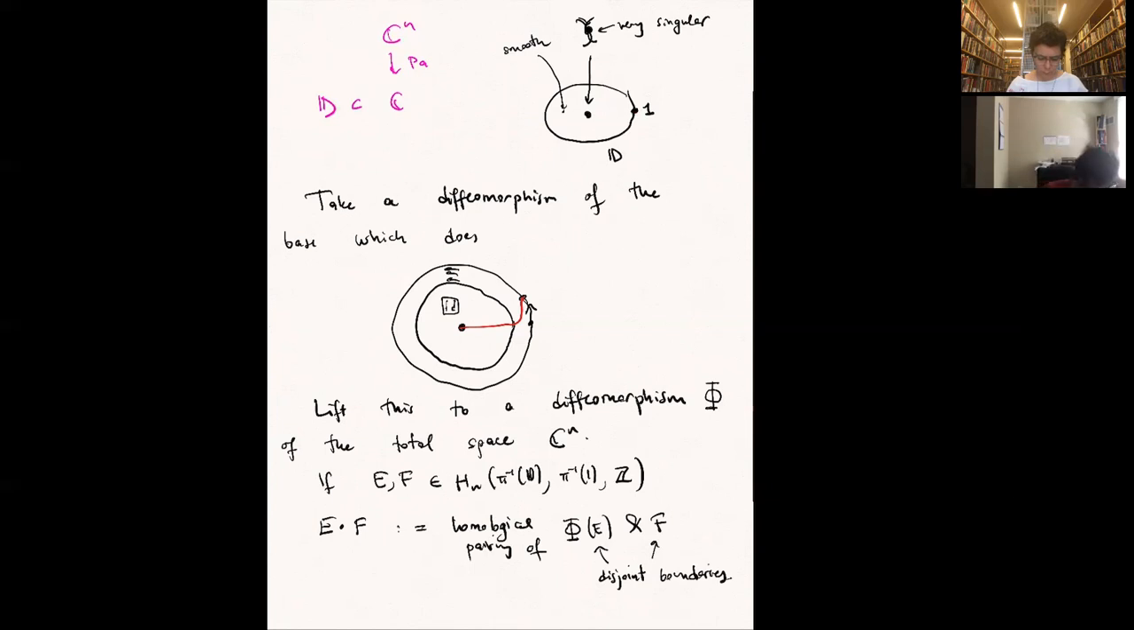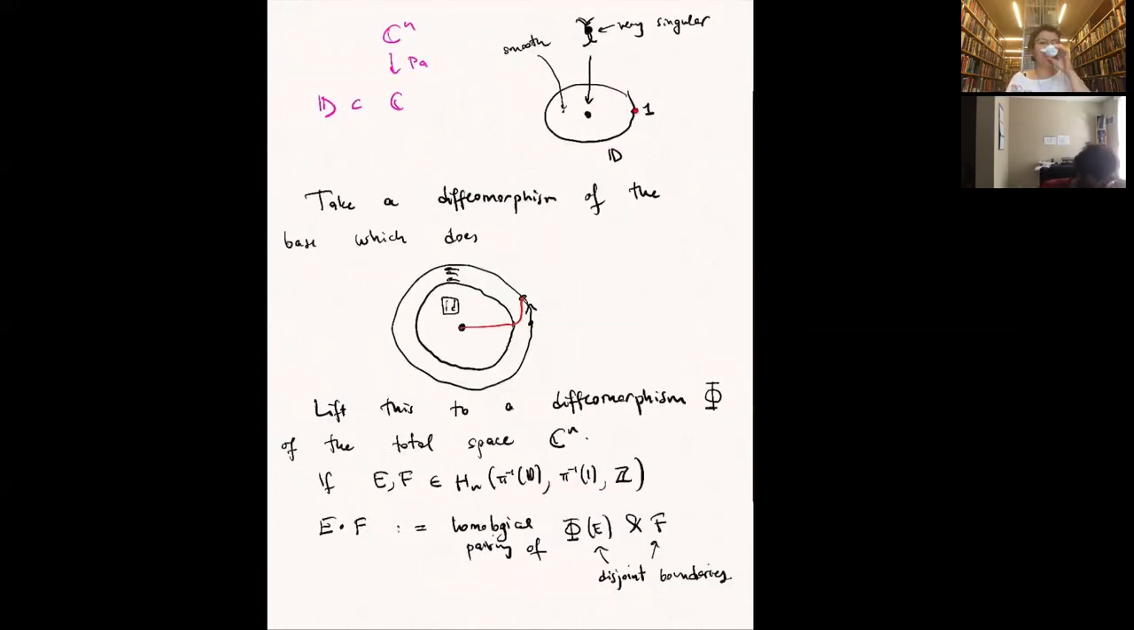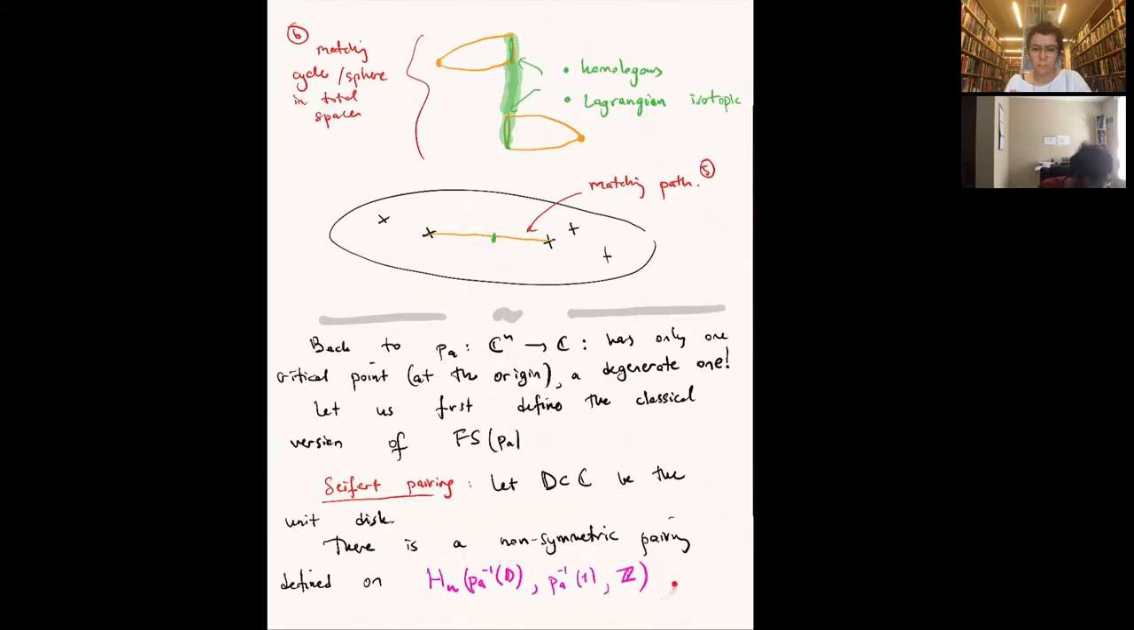So I look at the relative homology group, which is just the preimage of this disk. This is homotopy equivalent to just the total space of this fibration, to C^n. But I look at it relative to the fiber at this point 1. And note that 1 is not a critical value, so the fiber above it is just a regular, smooth fiber. So this is an abelian group, and on this abelian group there exists a pairing, which is called the Seifert pairing, and it's non-symmetric.